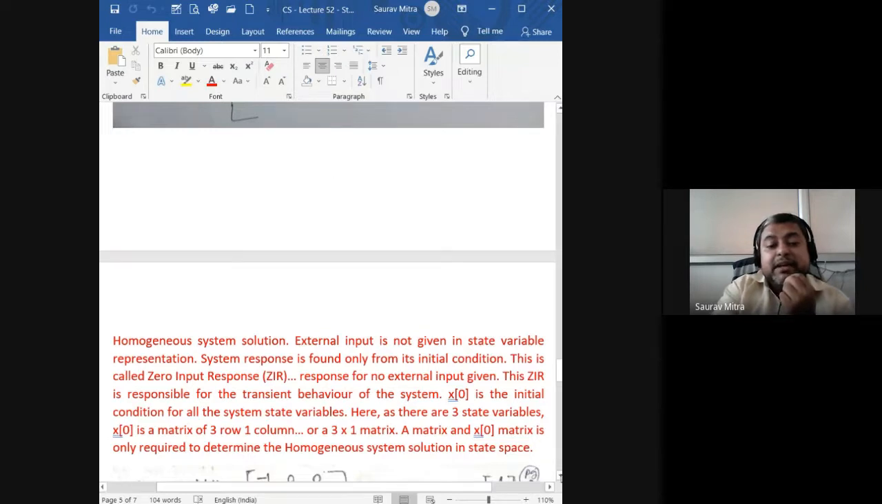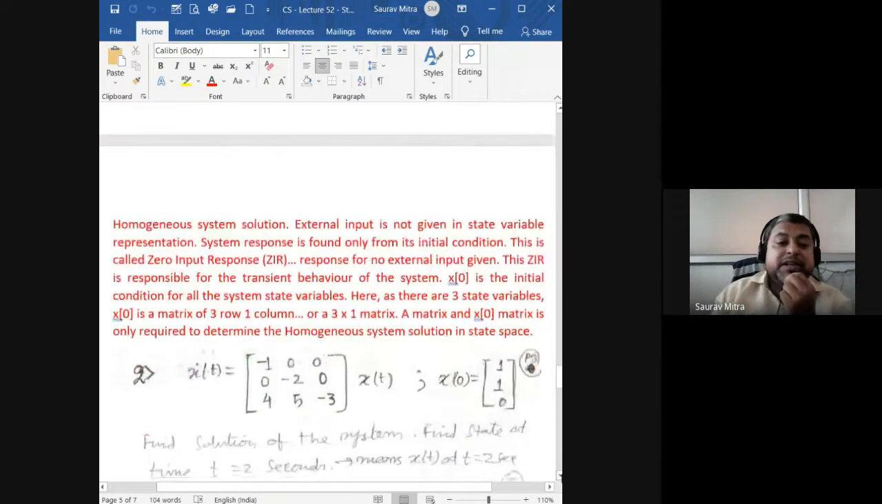Let us see the numerical that is given. x dot t is equal to A x t, that is given, but the B part is not there. So this is the state variable system representation for the homogeneous system: x dot t is equal to A x t, and x0 is given. X0 is the initial condition of the three state variables. So x t, if you write it, becomes x1 t, x2 t, and x3 t.